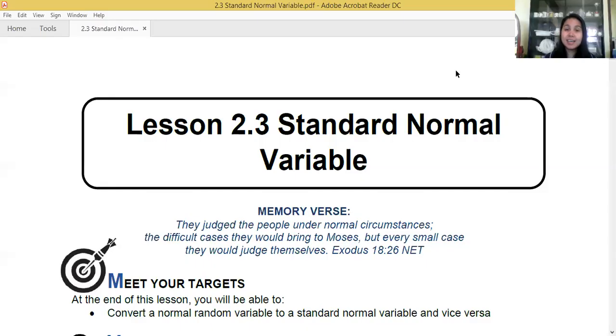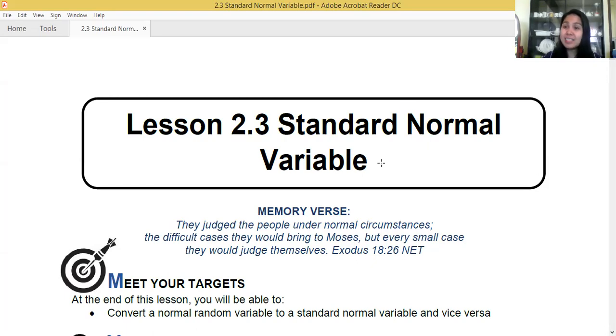Our lesson today is about the standard normal variable, and our memory verse is found in Exodus 18, verse 26. It says, "They judge the people under normal circumstances. The difficult cases they would bring to Moses, but every small case they would judge themselves." Your MBCA booster today is very related to our memory verse. Why did Moses only judge beyond normal cases?